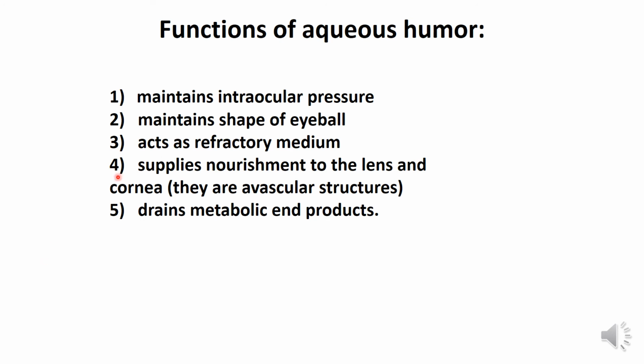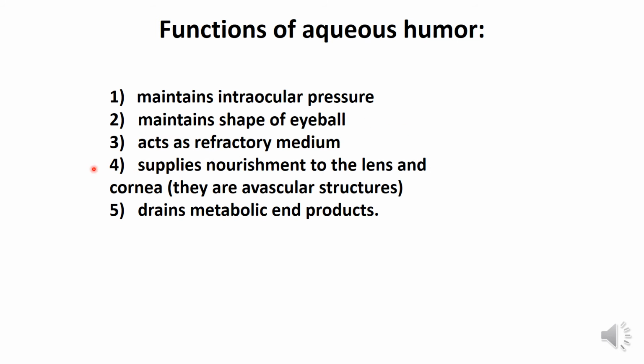What are the functions of aqueous humor? The aqueous humor is found between the cornea and the lens, and it maintains the intraocular pressure. Or put it this way, the intraocular pressure is due to the presence of aqueous humor. The other function is maintaining the shape of the eyeball.